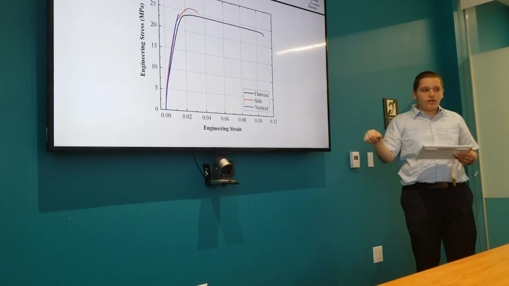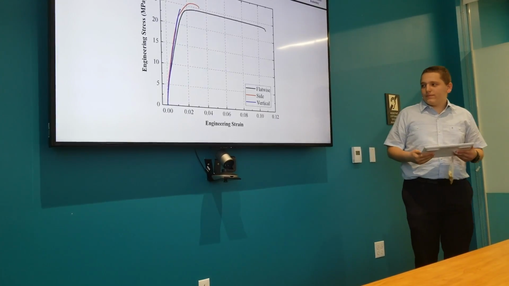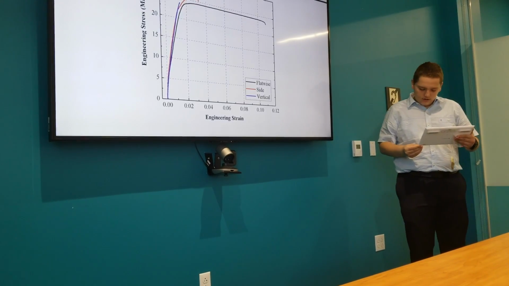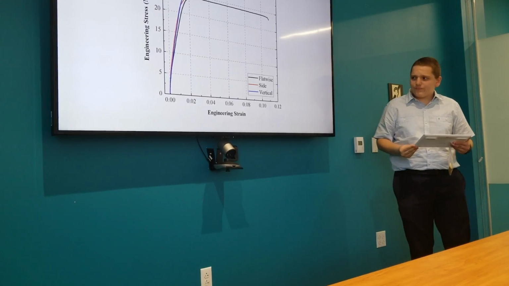And this is due to the way that they were laid out in the 3D printer. The vertical ones were the weakest because they were printed in a different way, where in between the layers, it would be the weakest.